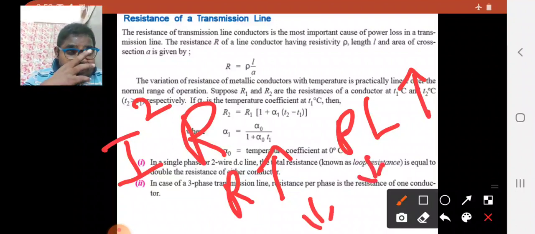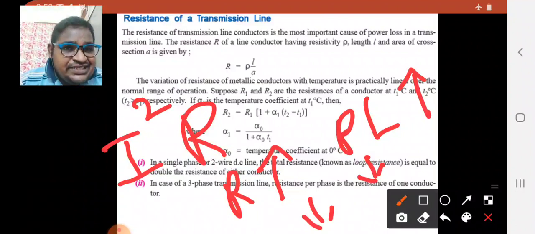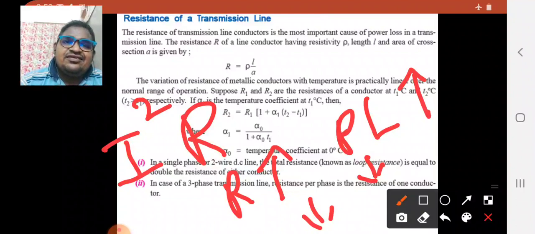So what can we do to decrease the power loss? We can decrease the resistance of the material. Is it possible? Can we decrease the resistance of the transmission line? No, we cannot decrease, because that resistance per kilometer is fixed. But we can reduce the transmission line power loss in another way.